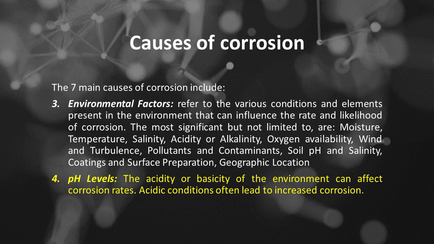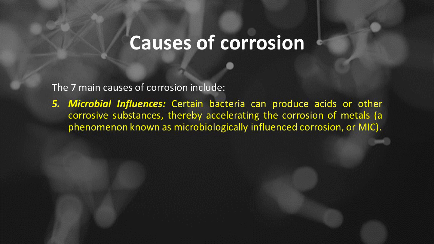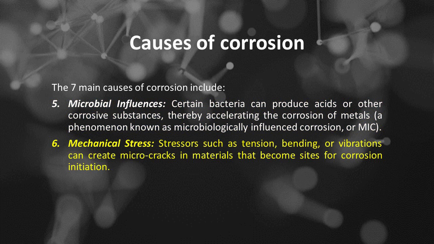Number 4 is called pH levels. The acidity or basicity of the environment can affect corrosion rates. Acidic conditions often lead to increased corrosion. Number 5 is called microbial influences. Certain bacteria can produce acids or other corrosive substances, thereby accelerating the corrosion of metals, a phenomenon known as microbiologically influenced corrosion, or MIC.